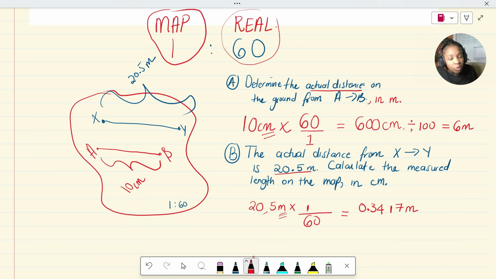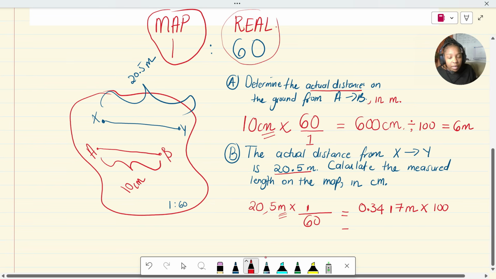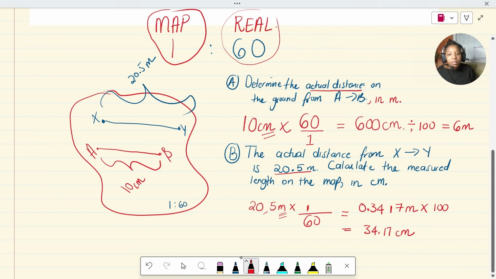We just need to convert those meters to centimeters. How do you convert from meters to centimeters? Just multiply by 100. If you multiply this value by 100, your answer is going to be equal to 34.17 centimeters. I'm going to write it here, 34.17 centimeters.